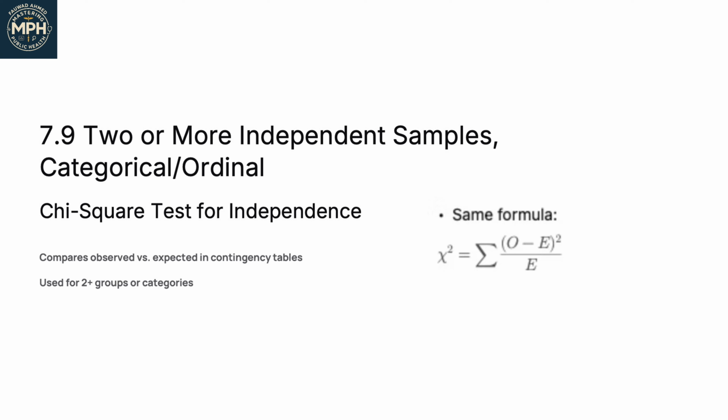Ninth is tests for two or more independent samples, categorical and ordinal outcomes. To compare distributions across categories or groups, we use a chi-square test for independence in contingency tables. For each cell in the table, subtract the expected from the observed count, square it, divide by the expected, and sum across all cells. Used when analyzing preferences, behaviors, or exposures across regions or demographics.